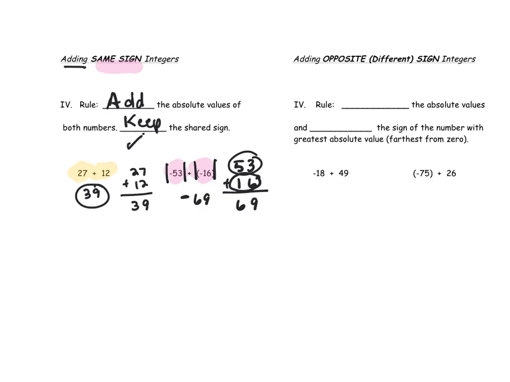So we're now going to look at adding opposite or different sign numbers. And I'd rather you look at this as different sign numbers instead of opposite sign numbers. So different. And the rule says, and here's a doozy, we actually subtract the absolute values. It seems uncomfortable since we see addition. And then we choose the sign of the number with the greatest absolute value, the one that's furthest from 0.